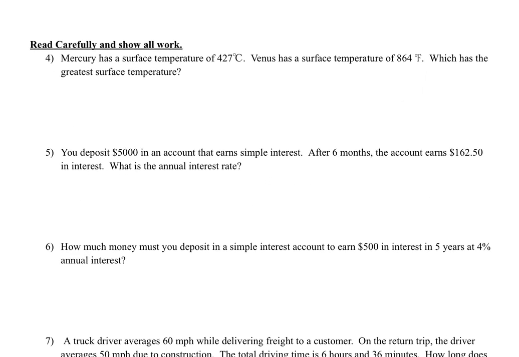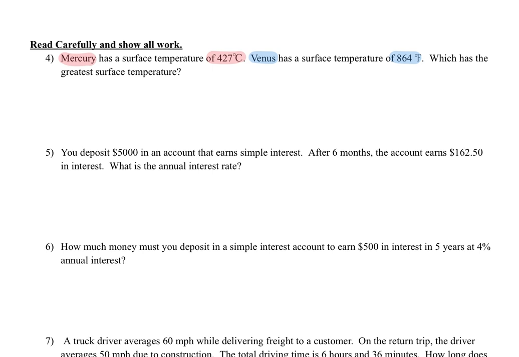Read carefully and show all work. Mercury has a surface temperature of 427 degrees Celsius. Venus has a surface temperature of 864 degrees Fahrenheit, which has the greatest surface temperature. Okay, well, let's box or circle Mercury with their temp and Venus with their temp. Okay, are they the same units? No, if they were, we could just compare them, right? So I don't care which one we decide to convert. We have formulas for both.